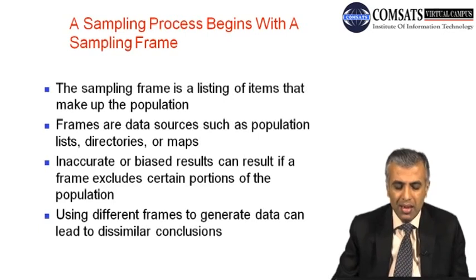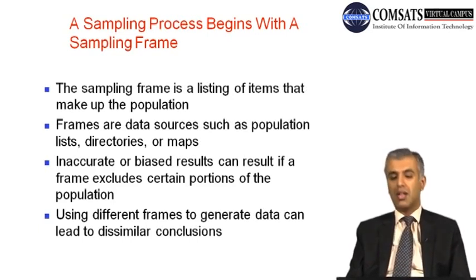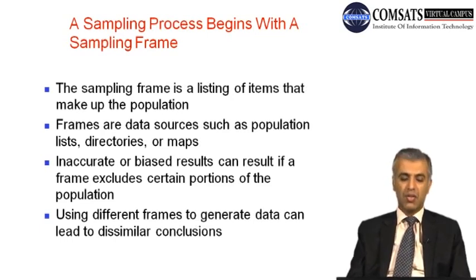Basically, again, it is very much important that the sampling frame has accurate information, because inaccuracy in the results can destroy the credibility of the whole study. We can use different frames to generate data, and it can lead to dissimilar conclusions as well, because once we change the frame, we are facing a problem regarding how to differentiate between these types.